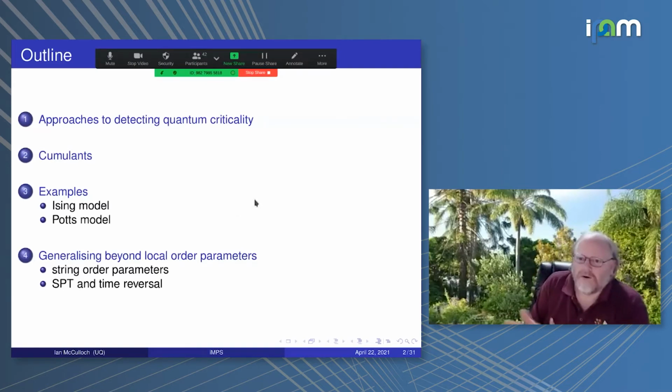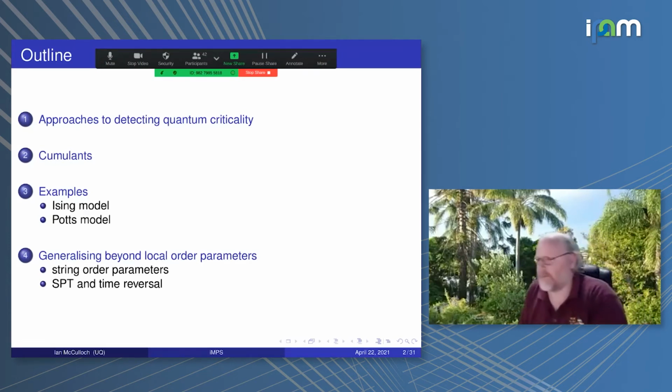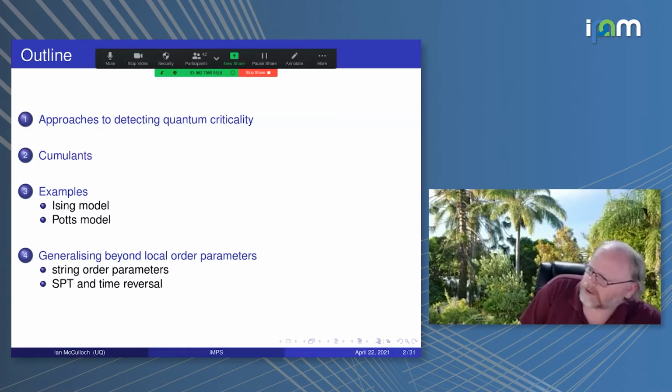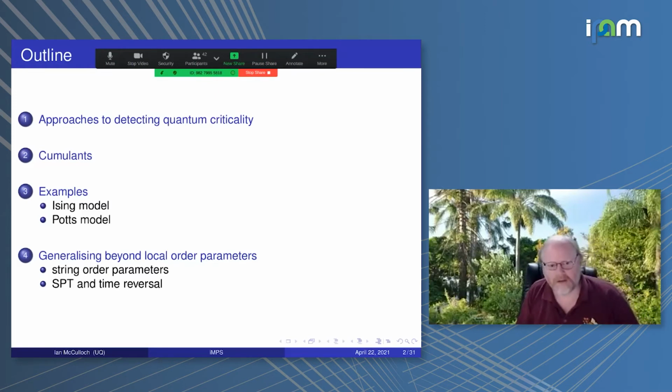I'm going to be talking about how we detect quantum criticality in a matrix product system, the approach that we've been looking at, which is based around looking at higher order cumulants. And I'll show just some simple examples for some finite-sizing and Potts type models. And then at the end, we'll have a bit of a discussion about how we can generalize these beyond strictly local order parameters, so that we can do the same thing and calculate higher cumulants also with string order parameters. And we can also do this for time reversal and also parity inversion operators as well. So it's quite a flexible kind of approach.